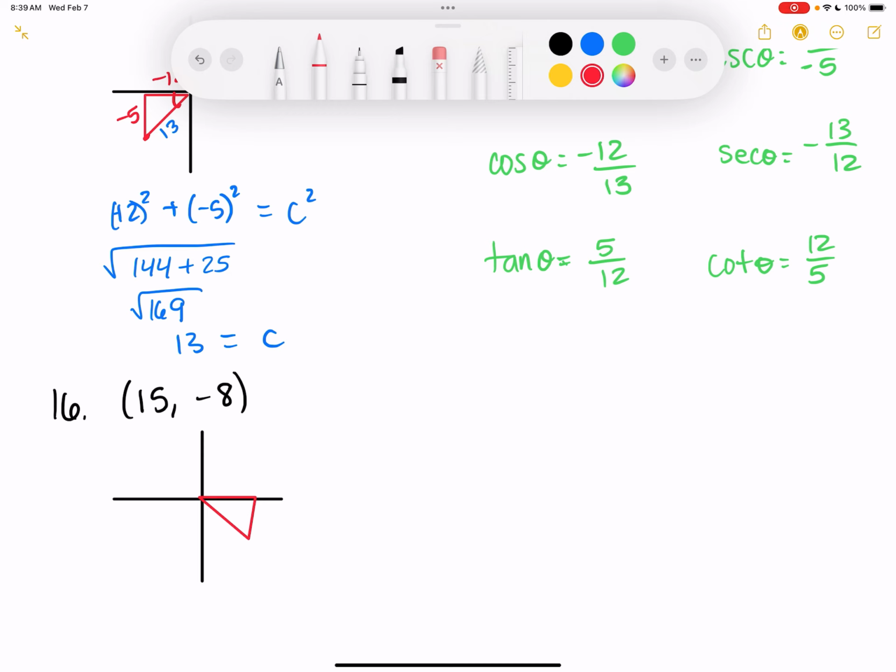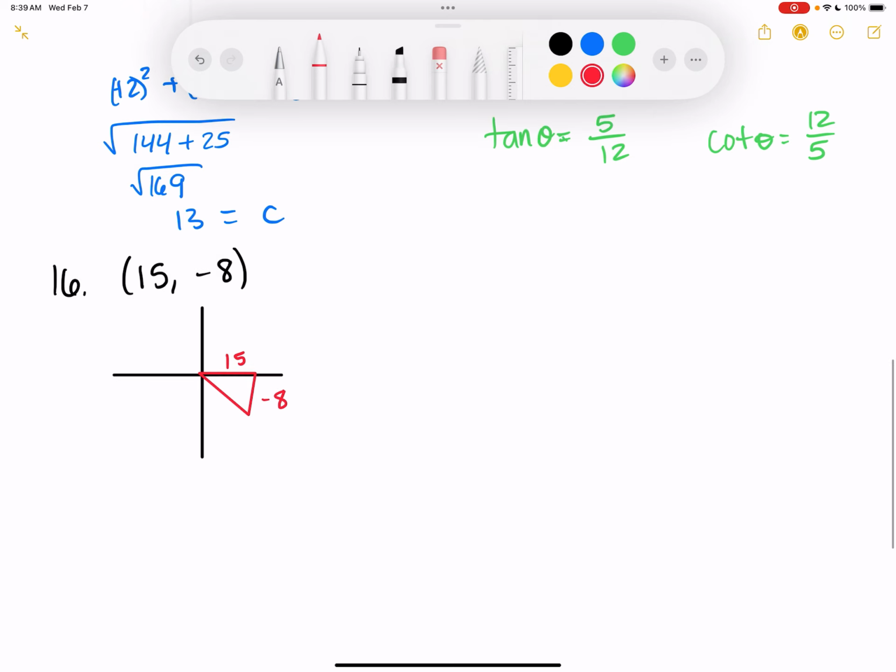So my X value is 15. Y is -8. So I need to find the other side. I'm going to do c squared equals 15 squared plus -8 squared. Oh goodness, this one I don't just know off the top of my head. Where's my calculator?